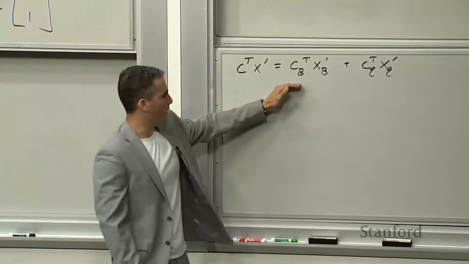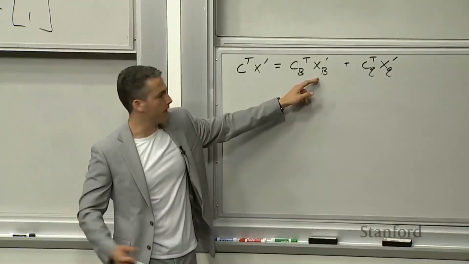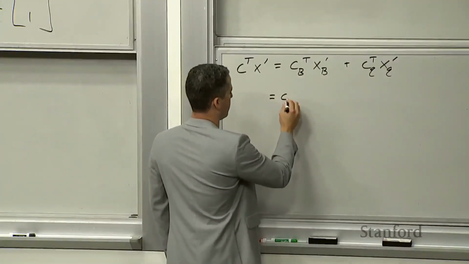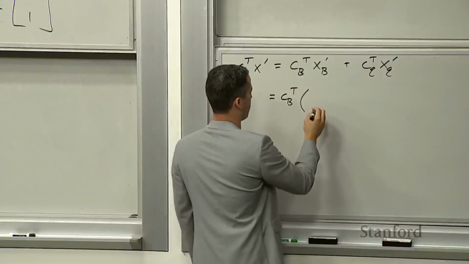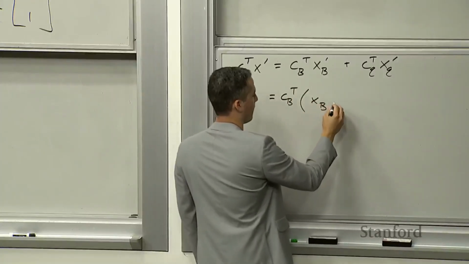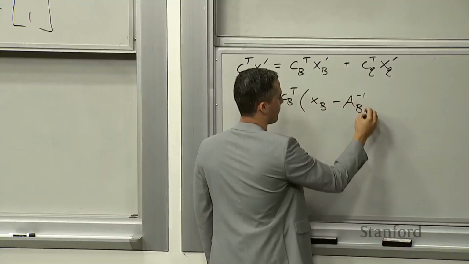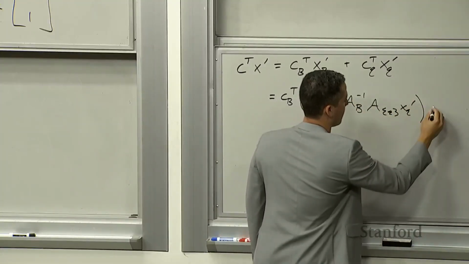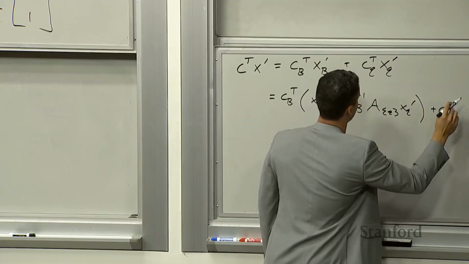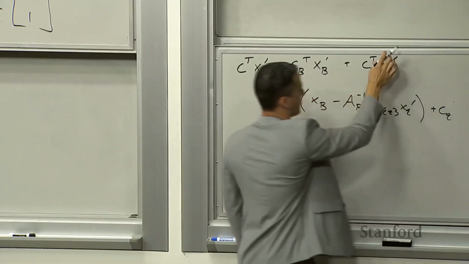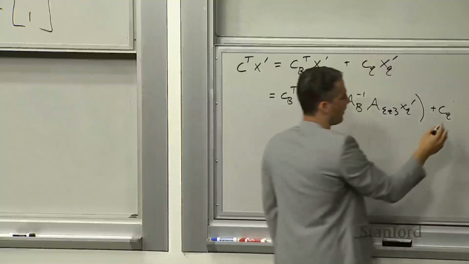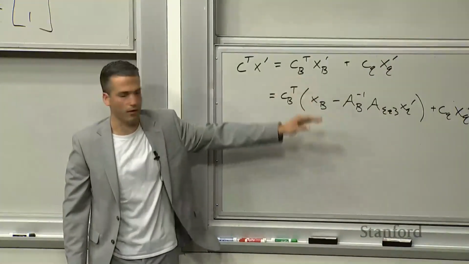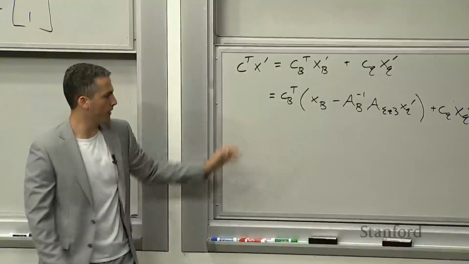Now we can simplify this, because we solved for x basis prime on that board. If we substitute this in, we get c basis transpose times (x basis minus A basis inverse A_Q x_Q prime) plus c_Q x_Q prime. This is just c_Q since it's a scalar, so there's no transpose. We just plugged in x basis prime. That's all we did in this step. Now we can start simplifying this.